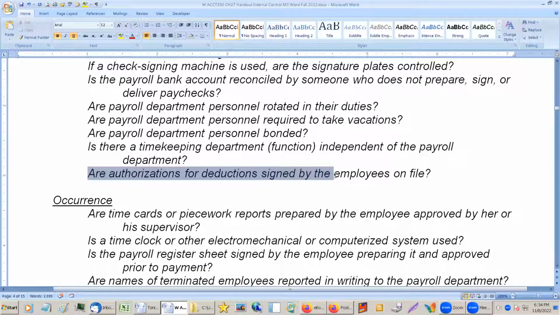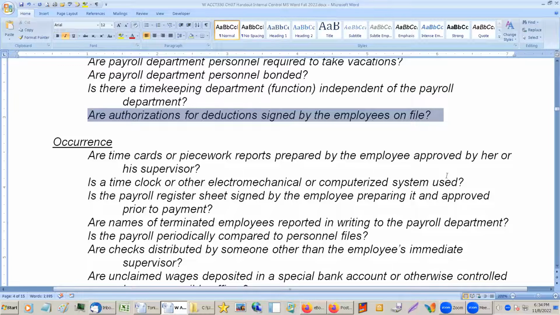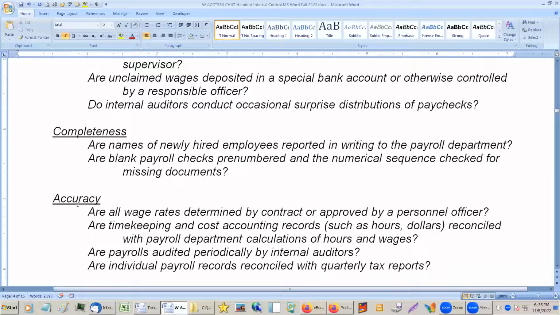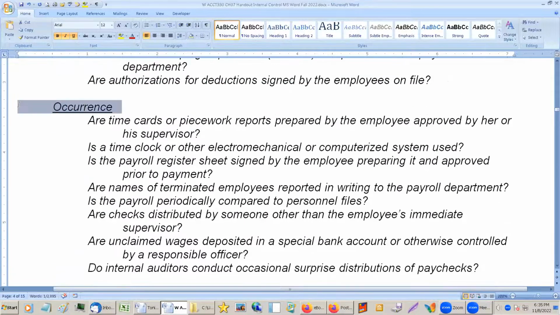So for instance, are authorizations for deductions signed by the employees on file? If that's a no, okay, well, that might be a problem. They might be deducting stuff from the employee's pay without them signing for it. Okay, so you go through here, and these are just the assertions.